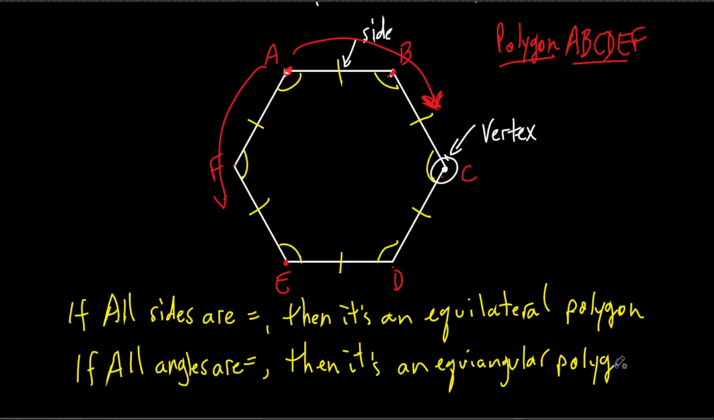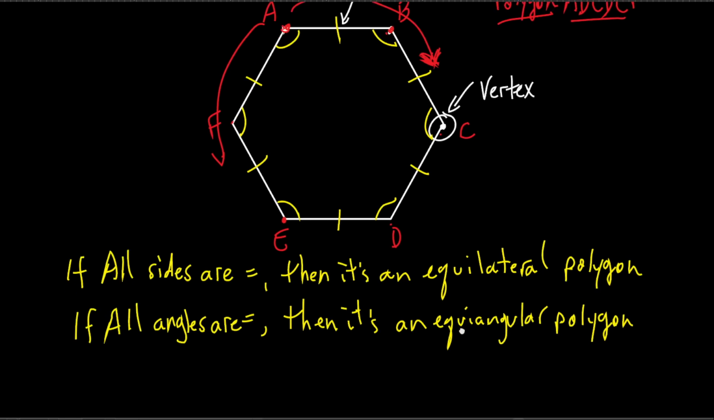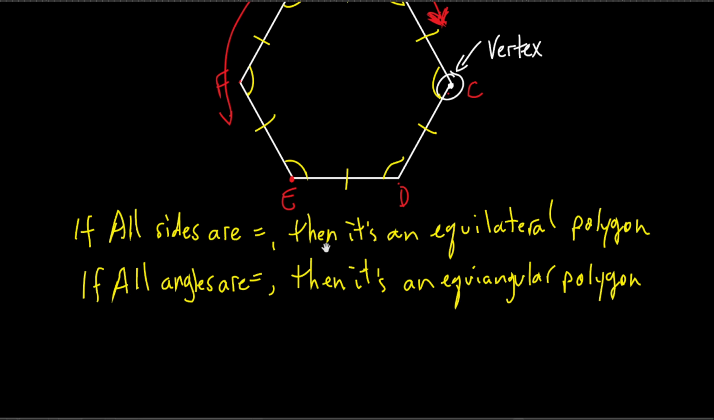One more thing. If all the sides are equal, I know my handwriting's sloppy, but I'm going to read it to you. If all the sides are equal, then it's an equilateral polygon. So that's one of our words that we're trying to learn today. If all the angles are equal to each other, then we call it an equiangular polygon. Equilateral, equiangular.